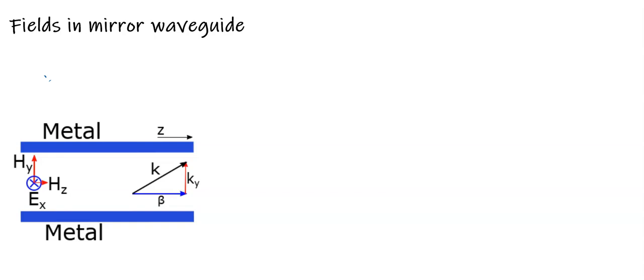Our goal is to investigate fields and effective index or propagation constant of the waveguides. The first example is a waveguide made of two metal mirrors. The fields can be calculated from the Helmholtz equation, taking into account the boundary conditions. And for perfect metal, they are indicating that the tangential components of both the electric and magnetic fields are zero at the interface.